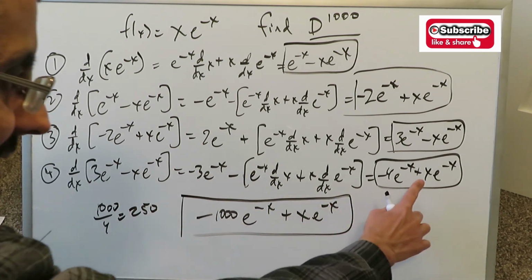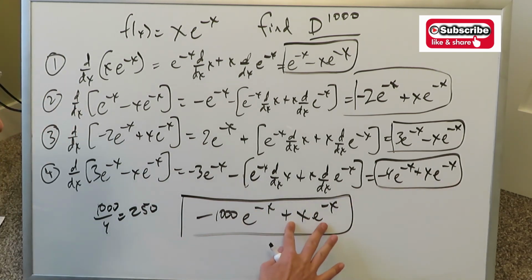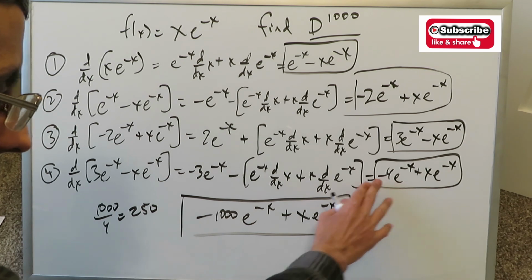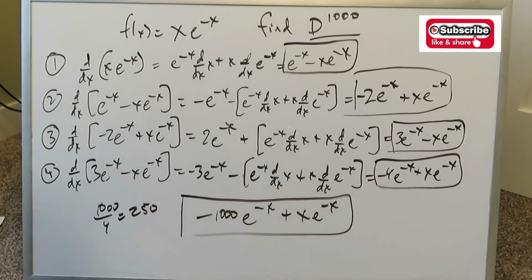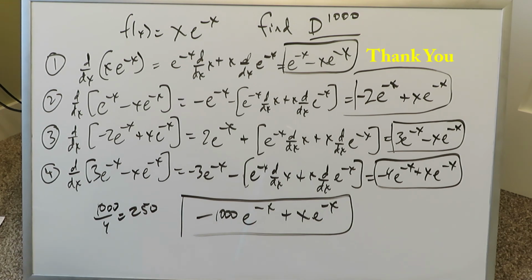Everything here is exactly the same. You have a positive x e to the minus x. You have e to the minus x. The only thing that changes here is this coefficient, which would be minus 1000. And that right there would be your answer. And your question has been solved.